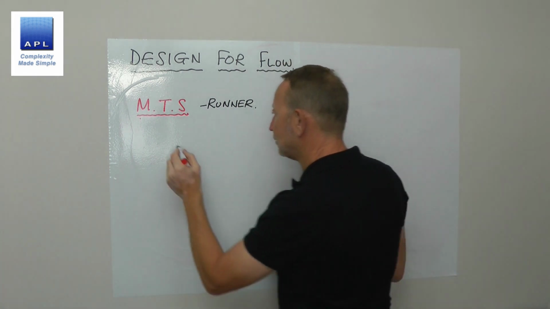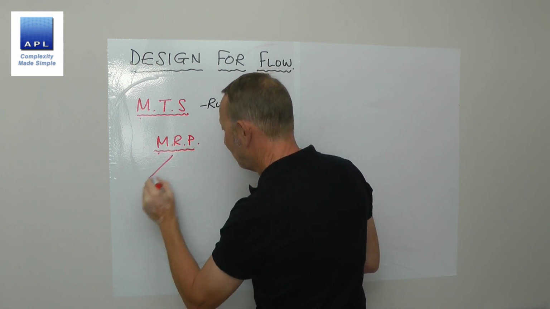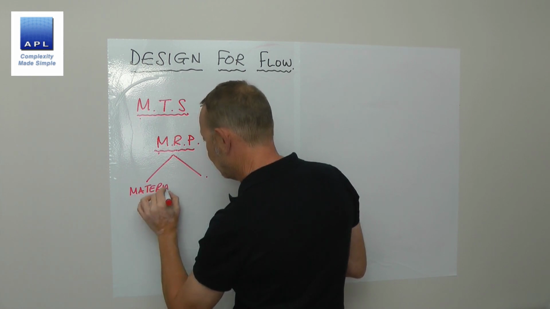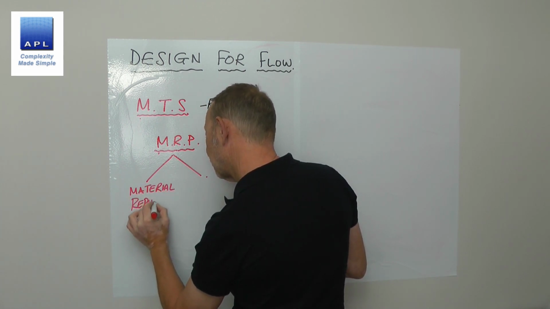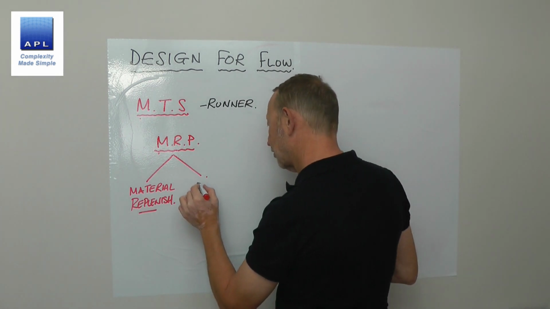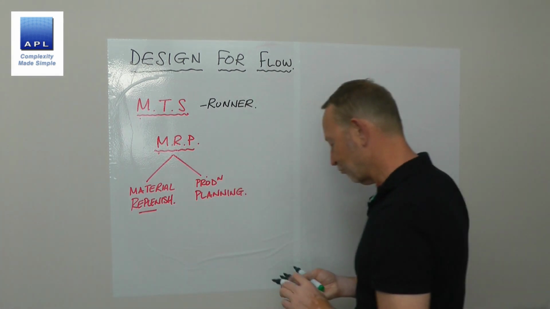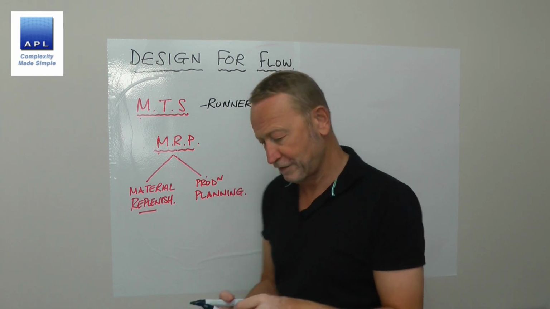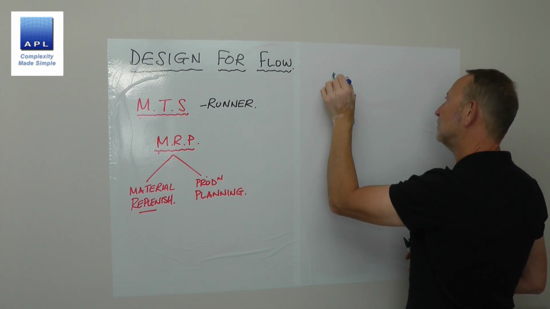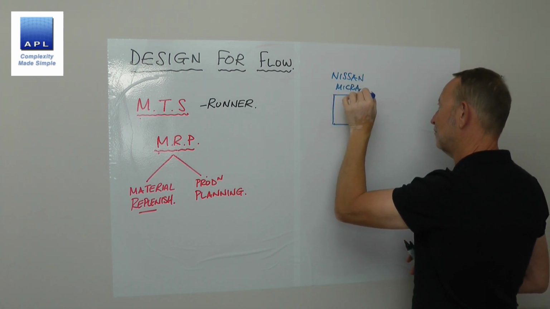If you think about your MRP system, you use it for two things. You use it for material replenishment, so the planners are looking at demand and deciding to buy. But you also use it for production planning. What material replenishment is, and what the MRP system is very good at, is this. You have an item. Let's say it's a car. I'm going to say it's a Nissan Micra. I'm not even sure if Nissan make Micras anymore.